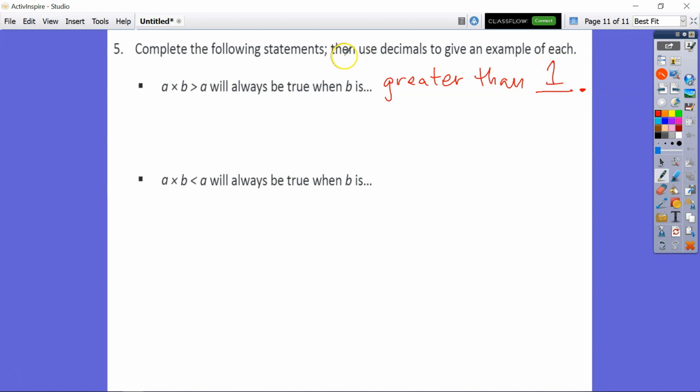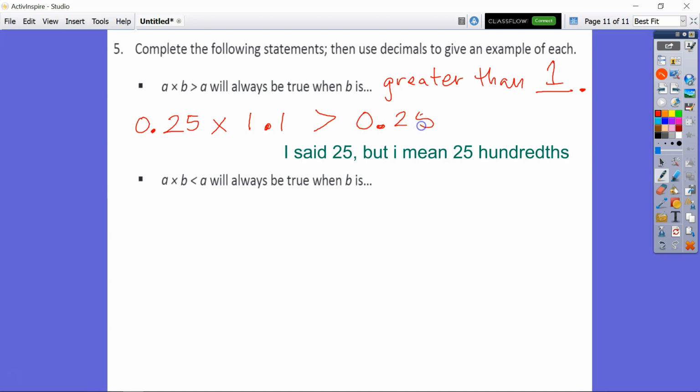All right, and then it says to use decimals to give an example. So we'll say 25 hundredths times, we need a decimal that's greater than 1. We're just going to say 1.1 is greater than 25 hundredths. All right, so if I have more than 1 here, I have 25 plus 1/10 of 25, it's going to be greater than 25. All right, A times B is less than A will always be true when B is, instead of greater than, it's going to be the opposite. Less than 1.